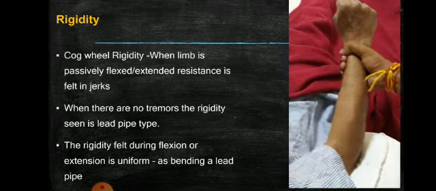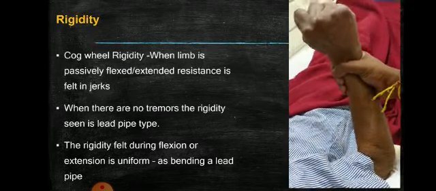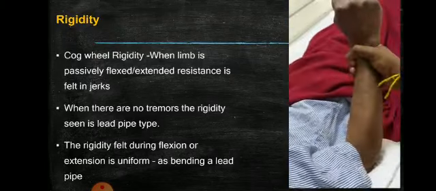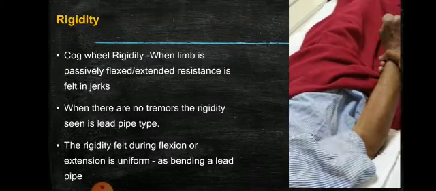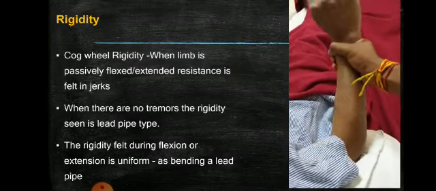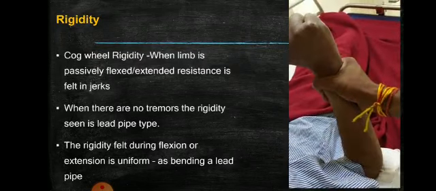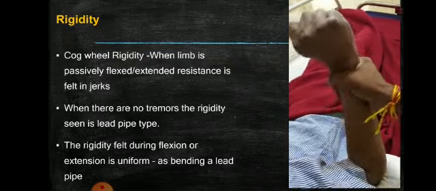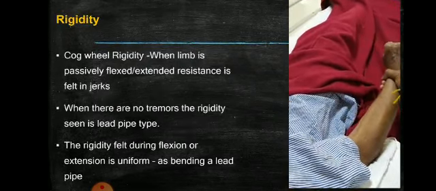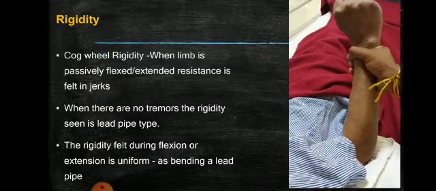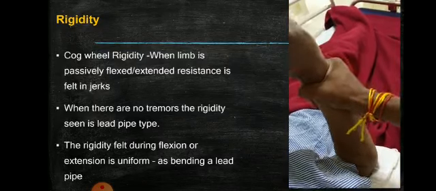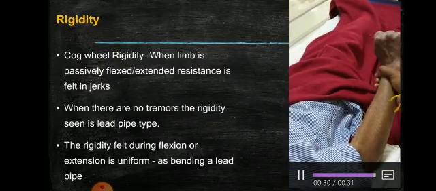Now, can you see? Yeah, this is a cogwheel rigidity. Either flexion or extension, resistance is there, but with jerks. Can you see? Exactly, the cogwheel rigidity is being demonstrated here. Now, when there are no tremors, the rigidity seen is the lead pipe type. The rigidity felt during flexion or extension is uniform.